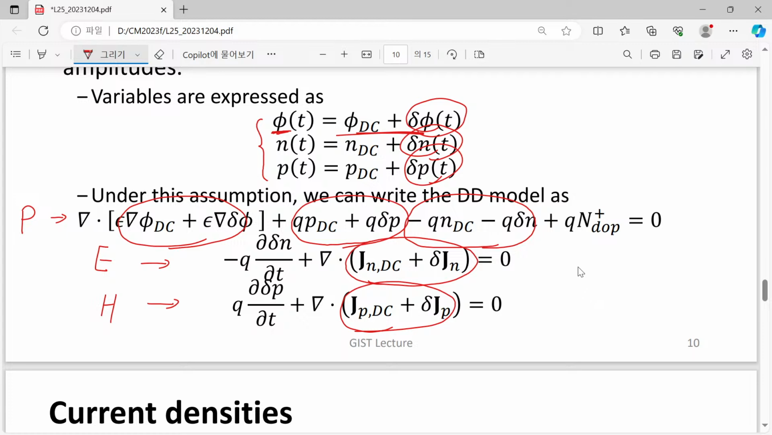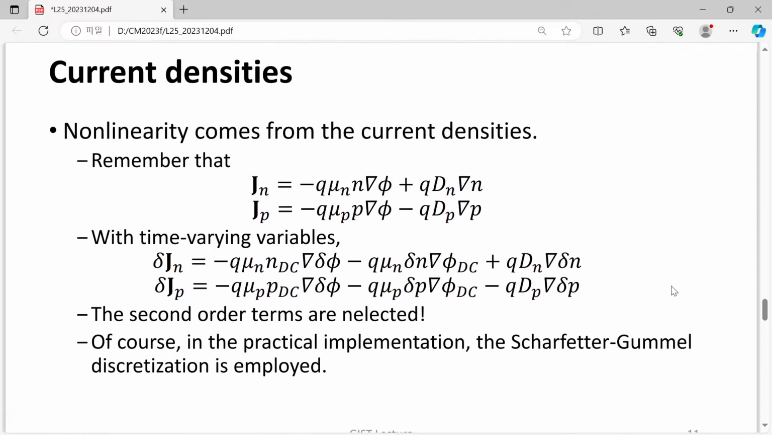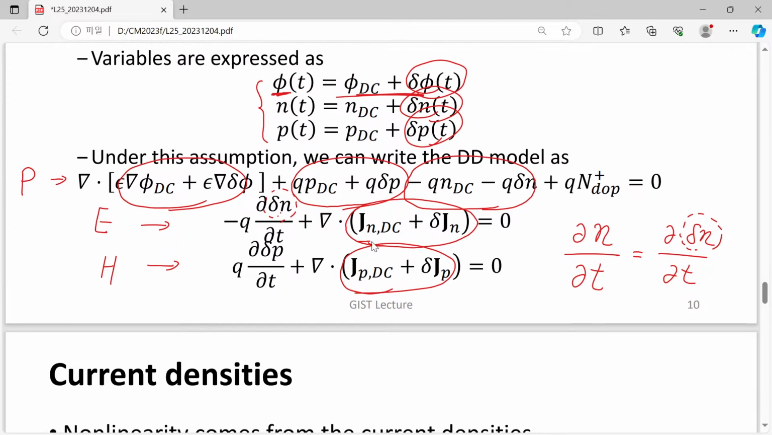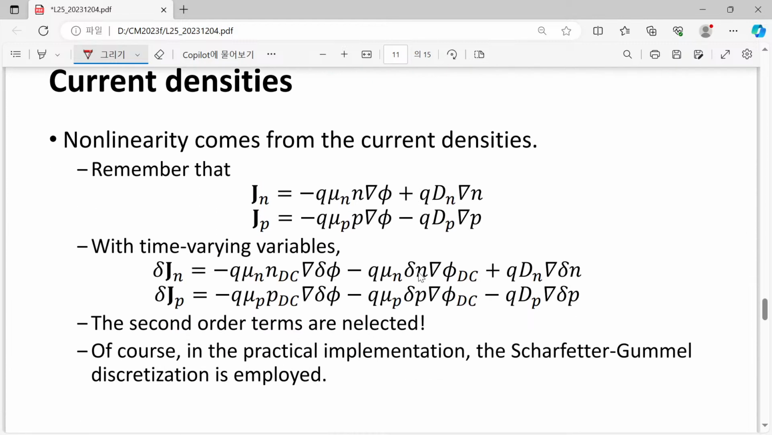And here we must calculate partial n over partial t, but since n_DC is a DC component, it does not contribute at all. So we will have only the time derivative of delta n here instead of the partial derivative of n_DC with respect to time. So that is not shown here. Of course, this continuity equation is hiding a very important one here. What is the exact form of this delta Jn and delta Jp? That is hidden. And please remember that Jn, Jp can be expressed as a sum of drift and diffusion.